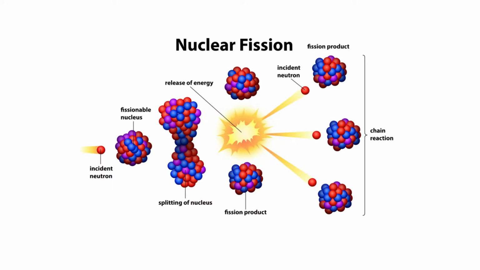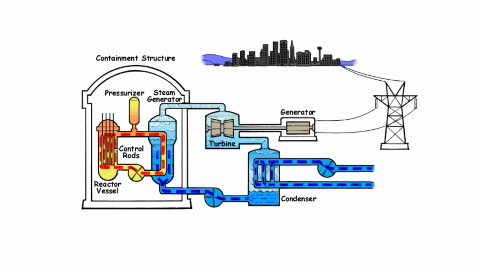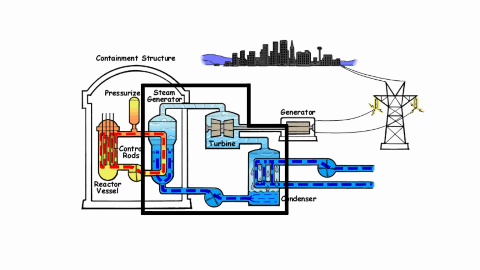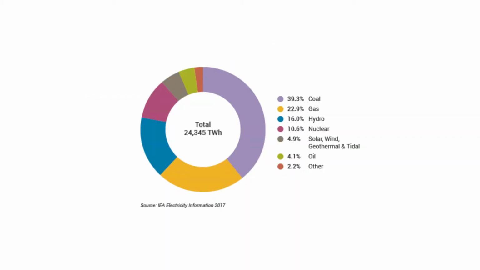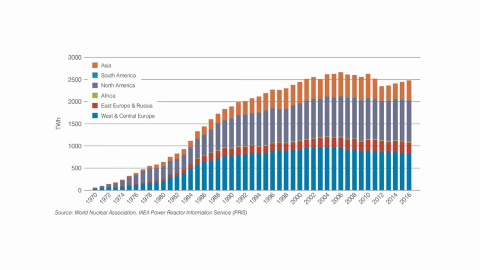The uranium atoms are split via nuclear fission, which produces neutrons as well as heat. This heat is then used to drive the steam turbine cycle. Nuclear is the world's second largest source of low-carbon power, making up nearly 11% of the world's total electricity. There are currently 450 nuclear reactors globally, with an additional 160 reactors planned for the future.